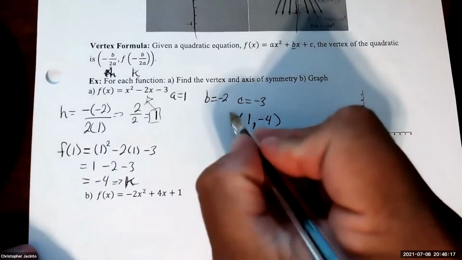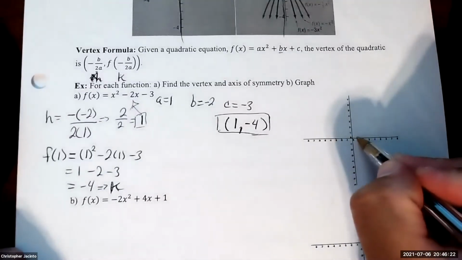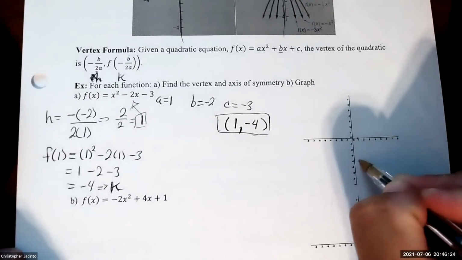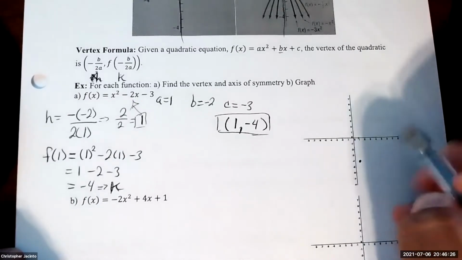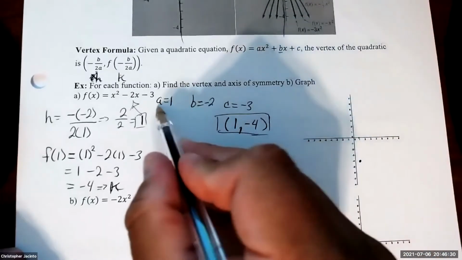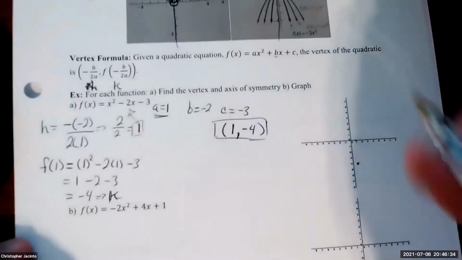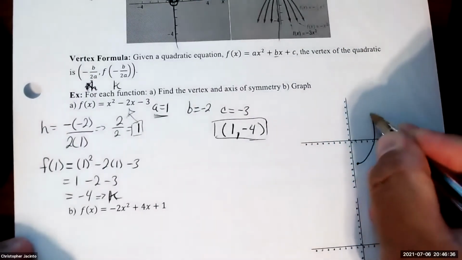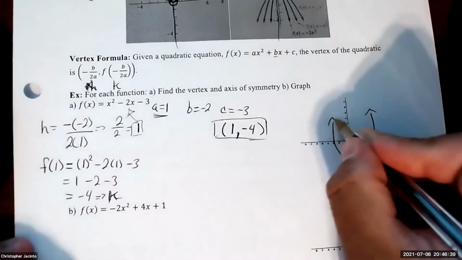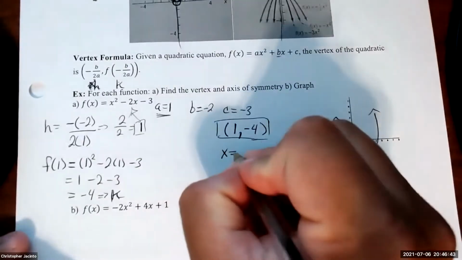All right, so we have this. So we're just going to plot this point. If you go over here, that's 1, -4. Now I've got to see if it's going up or down. And A is positive, so therefore it's going to go up. So here, just make it go up, just like that. And then lastly, we want to find our axis of symmetry.